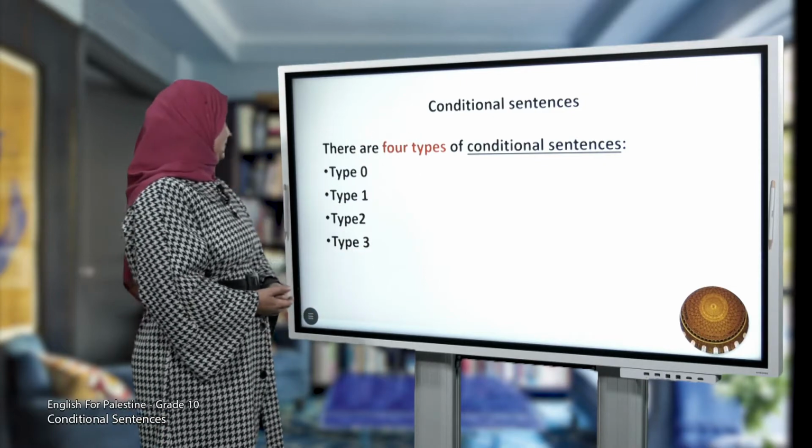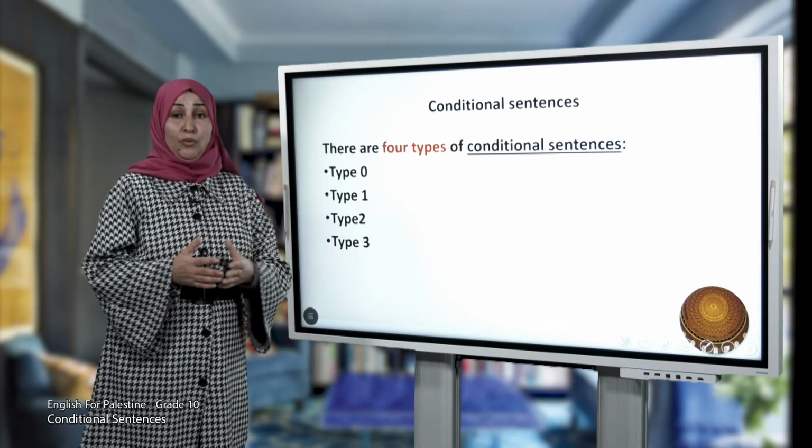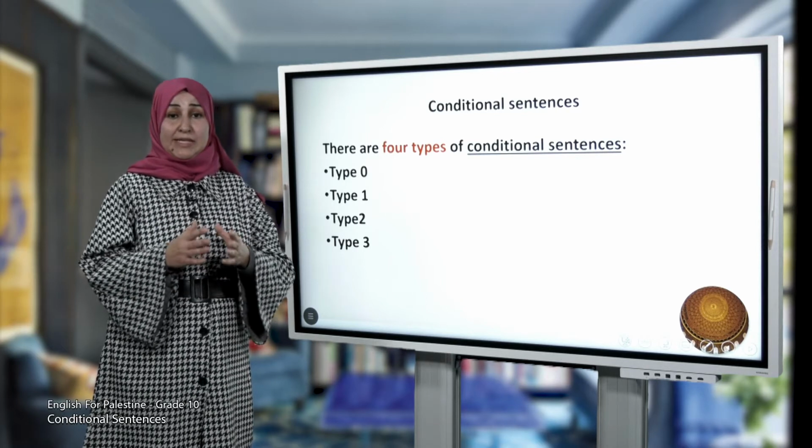Conditional sentences. There are 4 types of conditional sentences. What are they? They are type 0, type 1, type 2, and type 3. Now we are going to talk about these types.